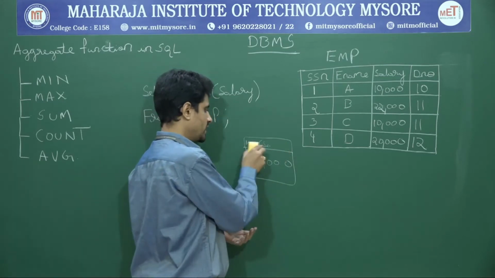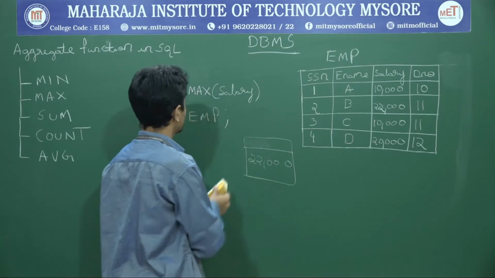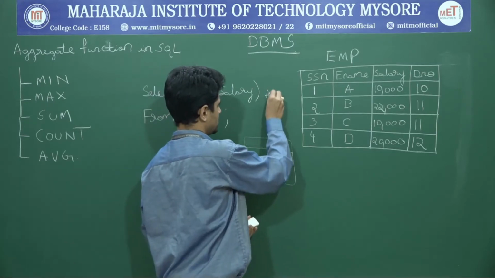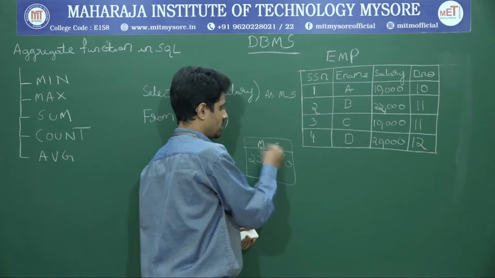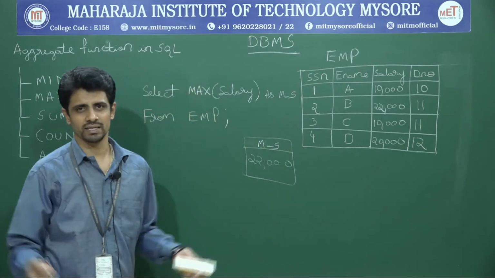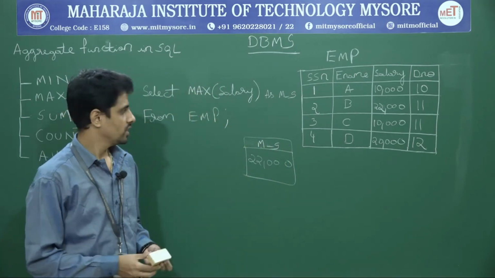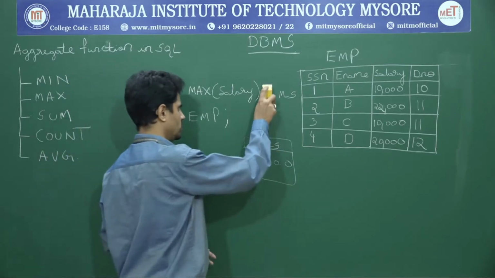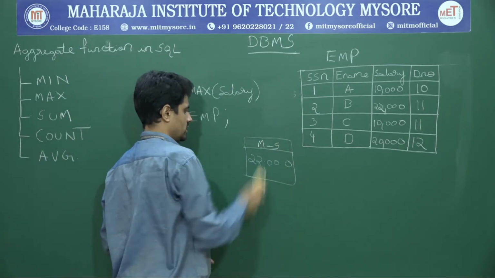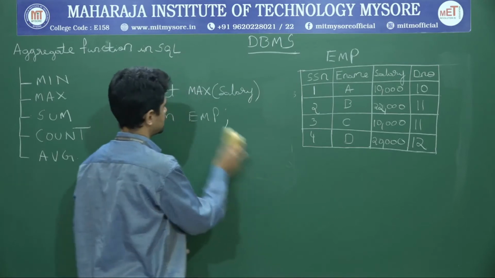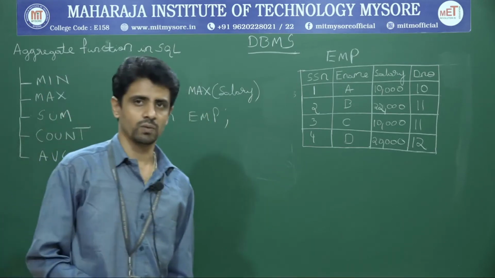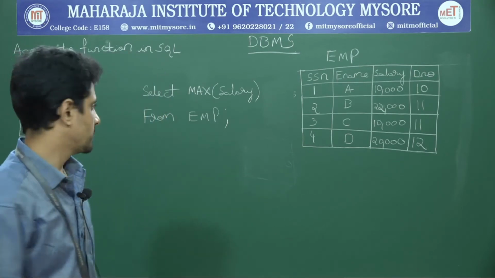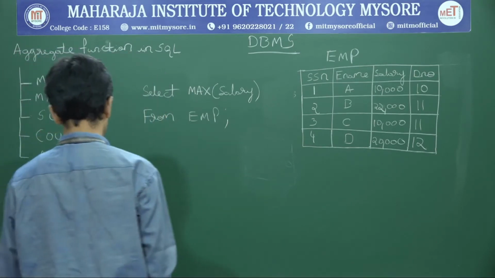If you want to rename this, you can rename maximum salary as m underscore s, and automatically the column will be renamed as m underscore s, something like that. You can give any name if you want. This is how to rename, which you have all already learnt. So this is the maximum salary. Again it can be applied to a compatible type; salary is of integer, so I can apply the max.